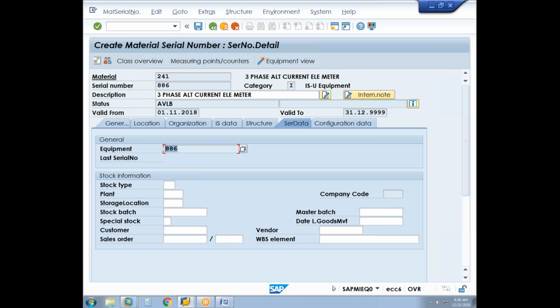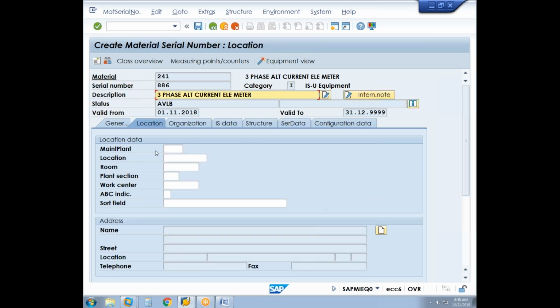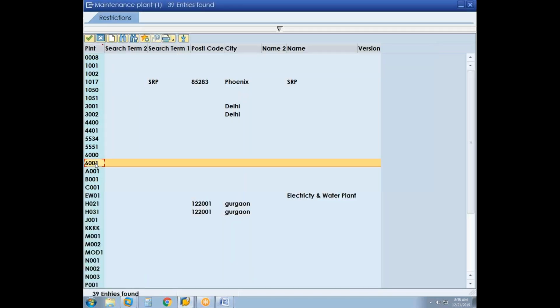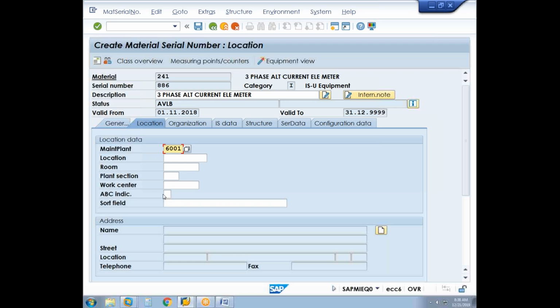Now you can also enter the maintenance plant. The maintenance plant here is 6001. That means this device will be for that maintenance plant. That means equipment can be installed in a functional location which is maintained for maintenance plant 6001. If you have created any device location in this particular maintenance plant, then this device can be added as a piece of equipment. So now we will save it. We have created one device here, identified with the number 886.